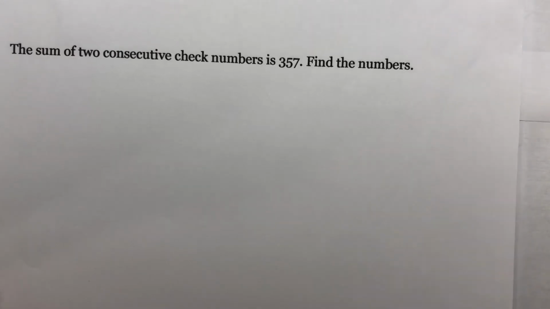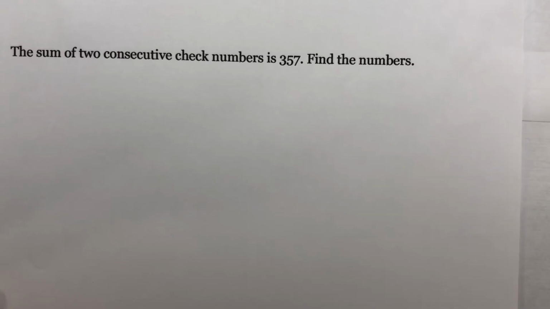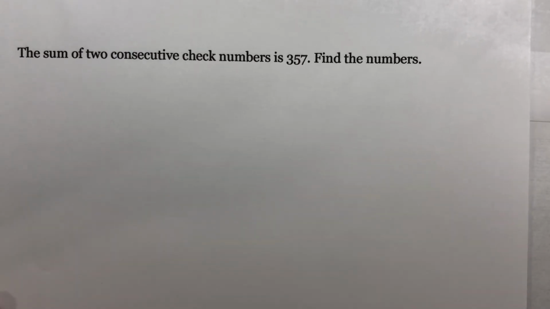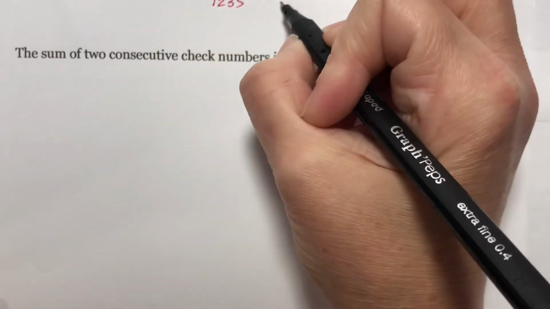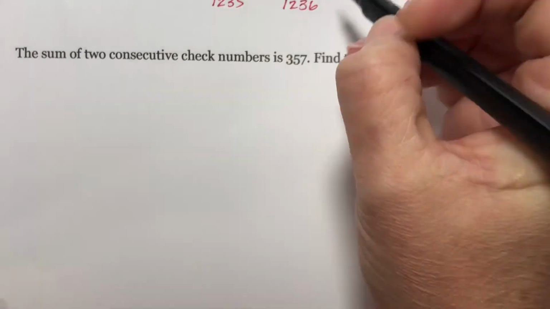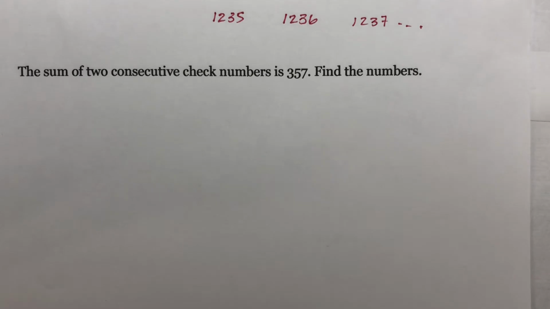The sum of 2 consecutive check numbers is 357. Find the numbers. Now I know most of you are too young to use checkbooks often, if at all. So let's talk about check numbers. At the upper right of a check, there is a number. In a checkbook, the numbers go in order. So if your first check number is 1,235, your next one would be 1,236, and the next would be 1,237, and so on. Sorry, I'm off the screen.